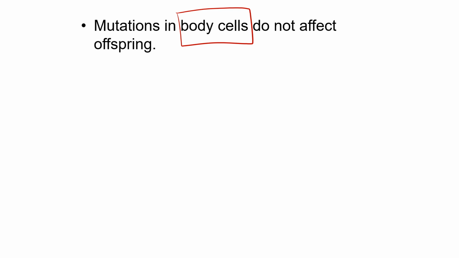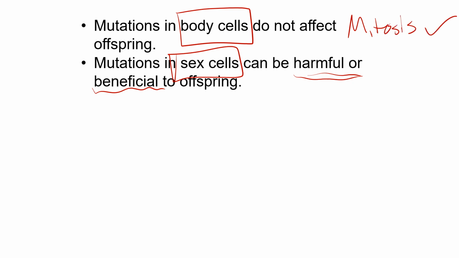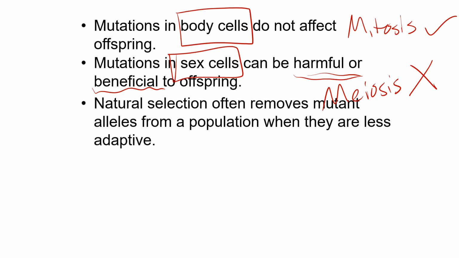Mutations in body cells do not affect offspring. For instance, if there is a mutation that happens during your lifetime to, let's say, a skin cell, that mutation is not going to be passed on to your offspring. Mutations in sex cells during meiosis can be harmful or beneficial to the offspring. So this is where we get into evolution. So mutations that happen during mitosis, those are safe. They are not harmful. Mutations that happen during meiosis are bad. Those can be harmful or they could be beneficial, but they're going to have an effect.